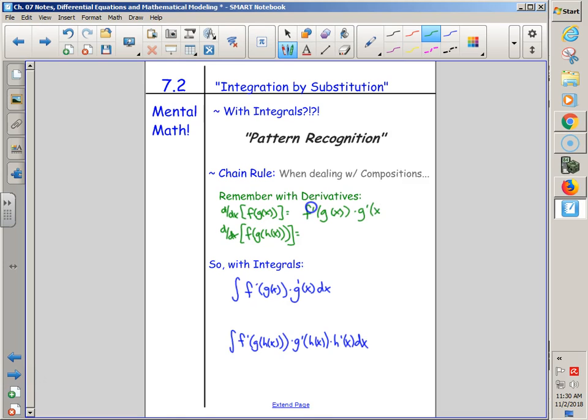All right. So what would be the chain rule for an f of g of h? F prime of g of h.